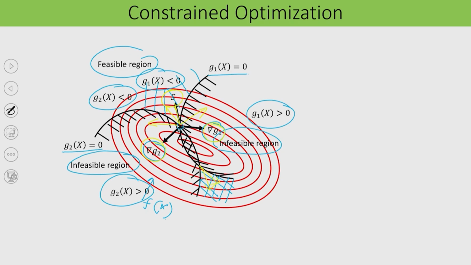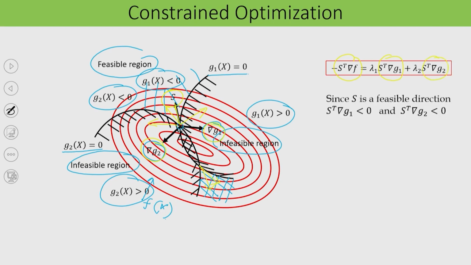Now, if you take any direction from here, suppose as we have taken the S direction, we write that S transpose del F is equal to lambda 1 S transpose del G 1 plus lambda 2 S transpose del G 2. Because that is a feasible direction, if you go along that direction, your constraint function value will reduce, and therefore S transpose del G 1 is less than 0 and S transpose del G 2 is less than 0.